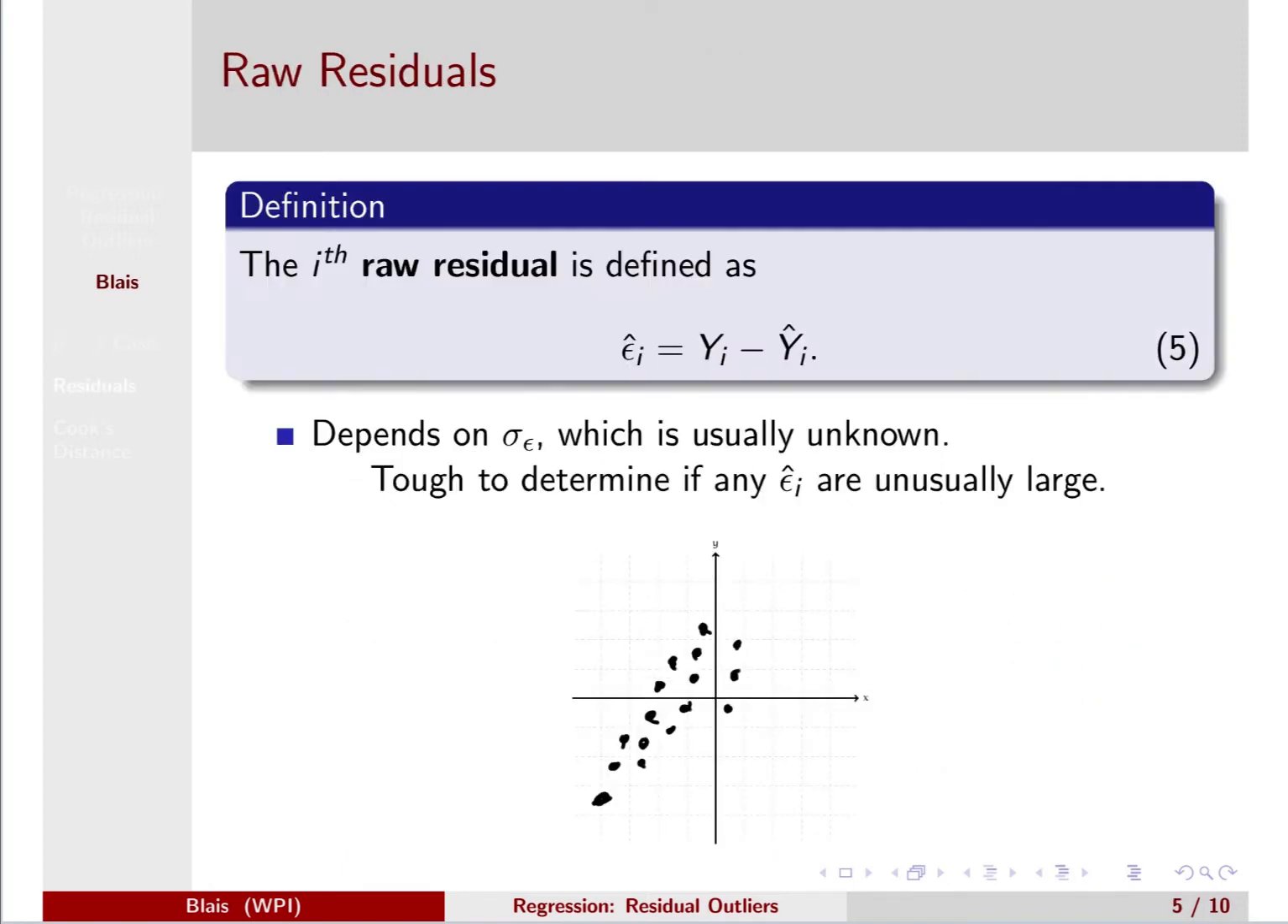And so the first thing that we talk about is the raw residual. So the ith raw residual, and we define that as epsilon_i hat is y_i minus y_i hat. So it's the difference between the observed value and the predicted value for the response in the ith case.